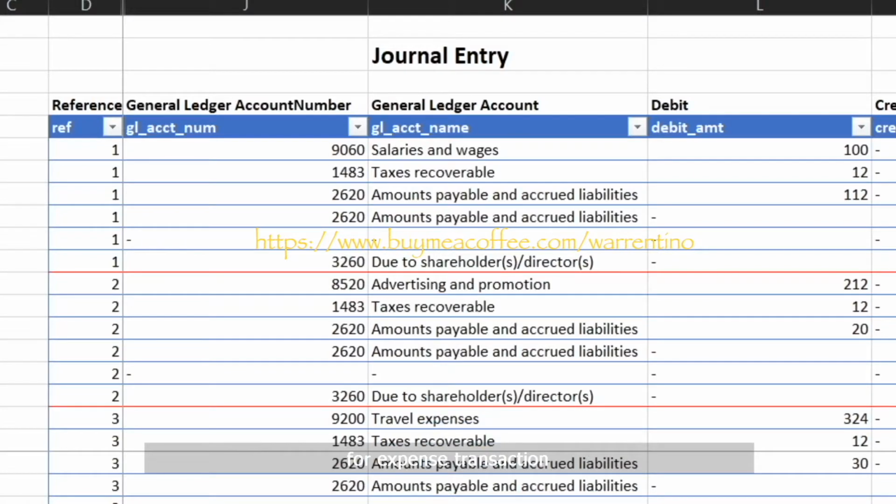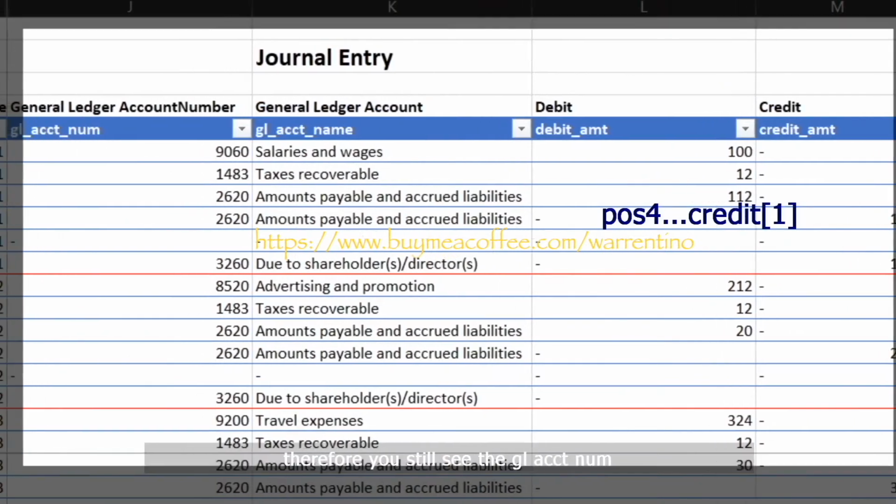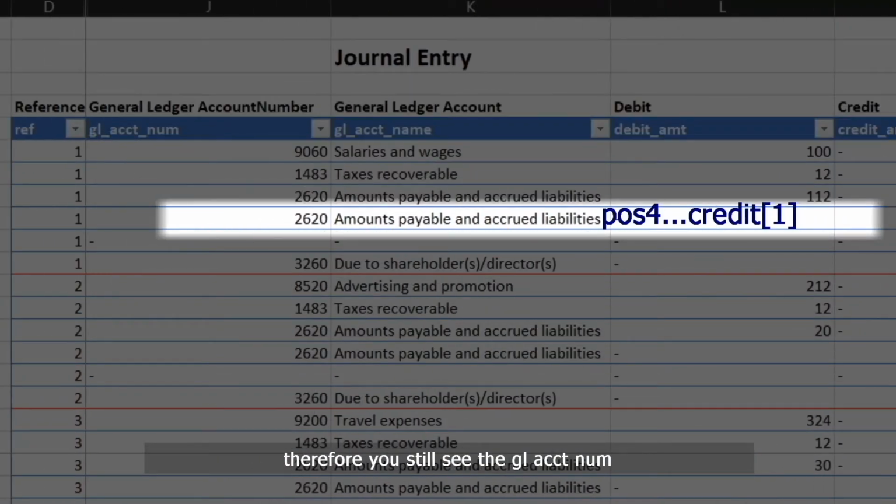For an expense transaction, the expense itself is on position 1, the debit 1 position. The tax is on debit 2. The invoice total, which is represented in the accounts payable, is on the credit 1 position. Therefore, you still see the GR account number on position 4.